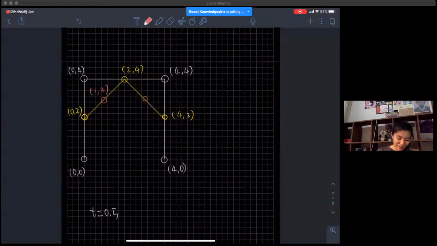And then you connect these 2 points. And then finally, we're left with only 1 point now, and that point will be the final point on the curve. And the coordinates look like it will be (2, 3). So once again, if we do this for many t's, we will get many points, and then our final curve will look somewhere like this.